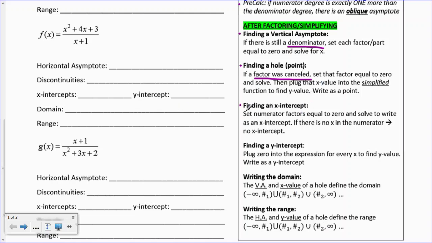Finding an x-intercept. Since we already used the denominator to find the vertical asymptote, the x-intercepts are now going to use the numerator. Whatever factors you have in the numerator, you're going to set those equal to 0 and solve.